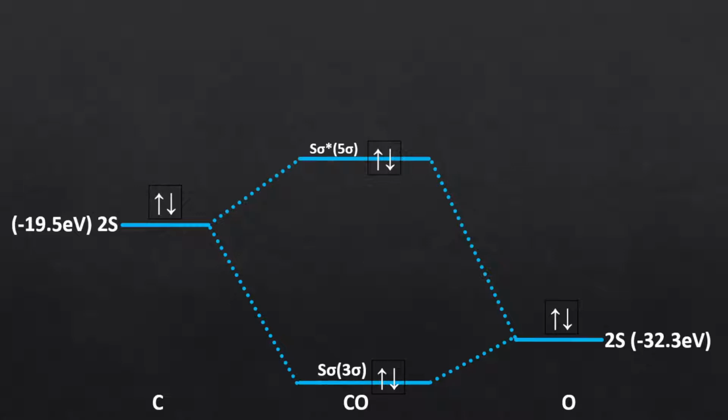The 3 sigma molecular orbital is closer in energy to the oxygen atomic orbitals and the 5 sigma molecular orbital is closer to carbon atomic orbitals. Thus, the molecular orbital 3 sigma is derived from the contribution of 2s2 electrons from oxygen. Similarly, the molecular orbital 5 sigma is derived from the contribution of 2s2 electrons from carbon.